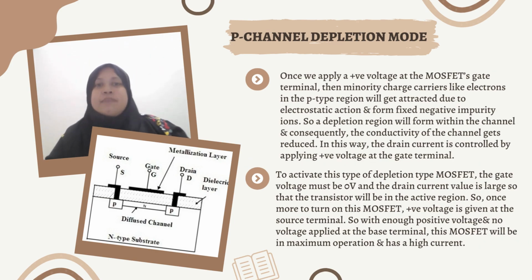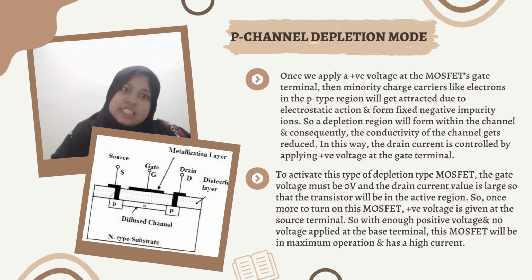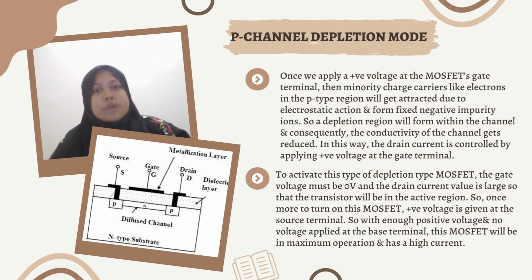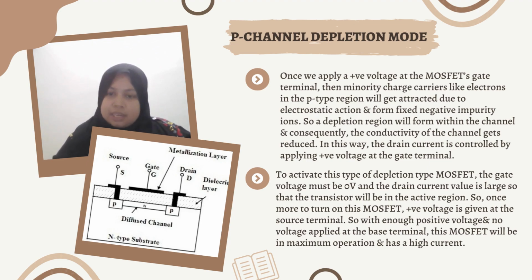Once we apply a positive voltage at the MOSFET gate terminal, the minority charge carriers like electrons in the p-type region will get attracted due to the electrostatic action and form negative impurity ions. So a depletion region will form within the channel, and consequently, the conductivity of the channel gets reduced. In this way, the drain current is controlled by applying positive voltage at the gate terminal.